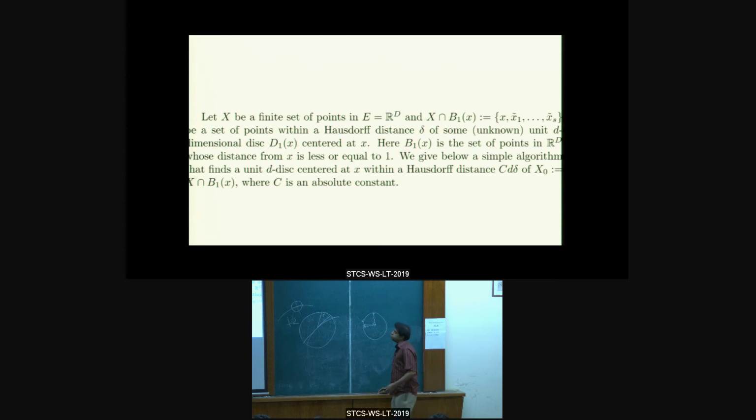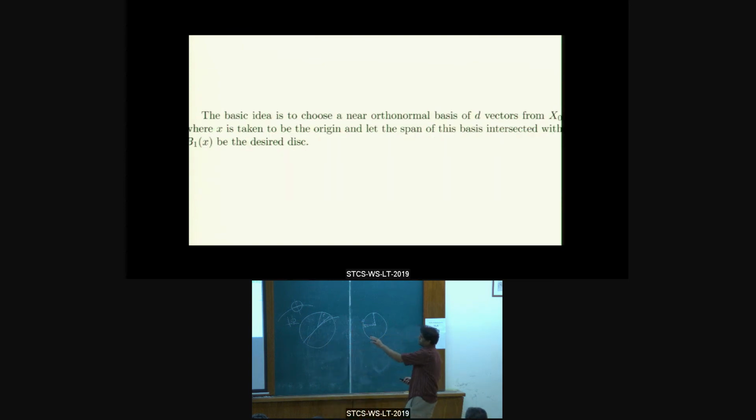And one can show that if you do this d times, you get a basis that leads to a disk like this that is within some delta Hausdorff distance of the intersection of the manifold with the ball. So this is just a near orthonormal basis.